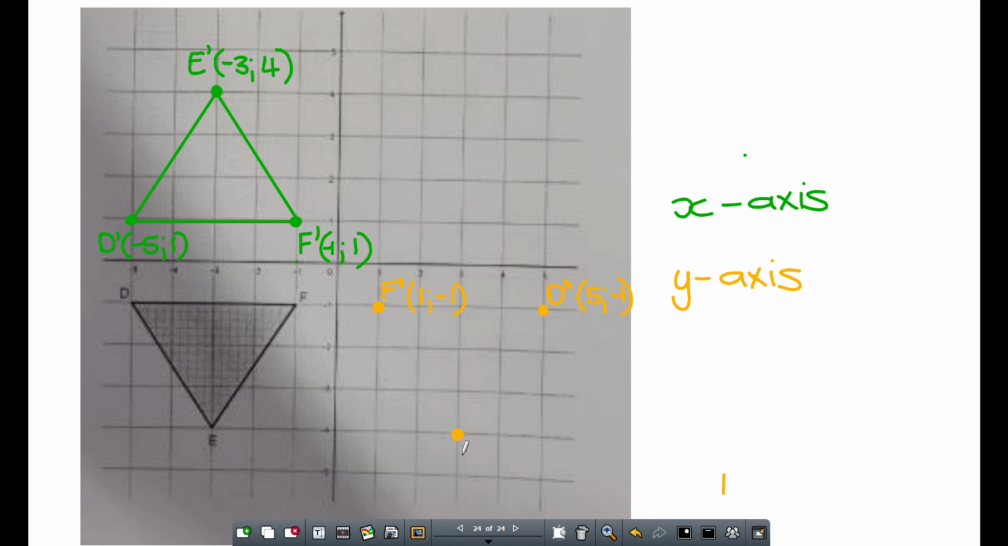will be over here. Will be +3 and still -4.